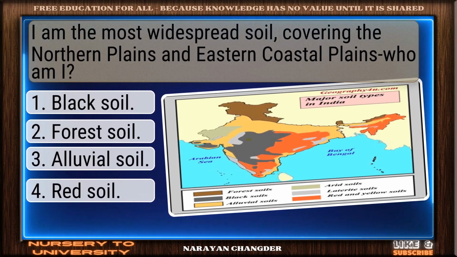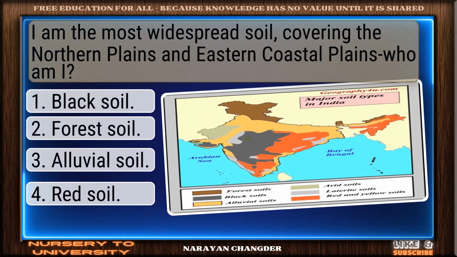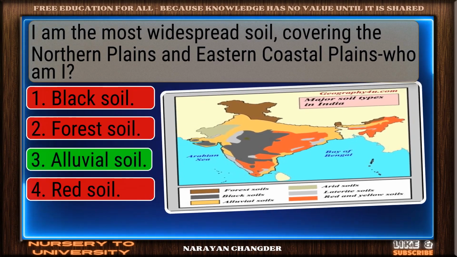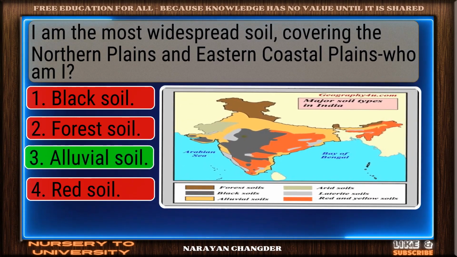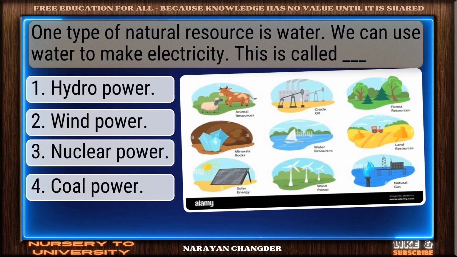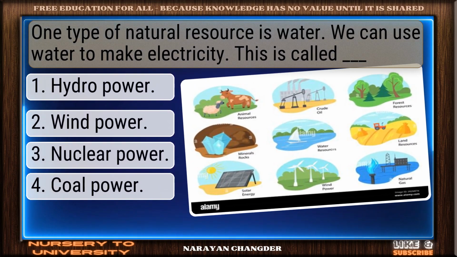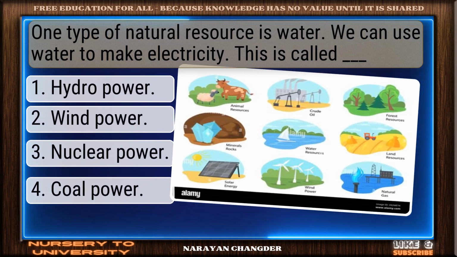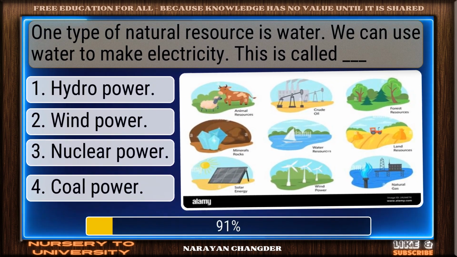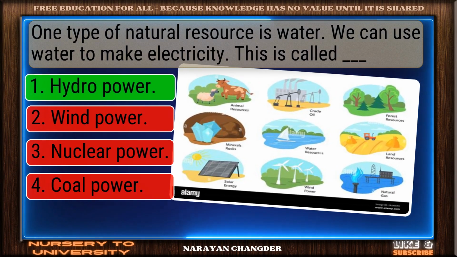I am the most widespread soil, covering the northern plains and eastern coastal plains. Who am I? Sharp thinking. Alluvial soil is right. One type of natural resource is water. We can use water to make electricity. This is called dash. Smart pick. Hydropower is correct.